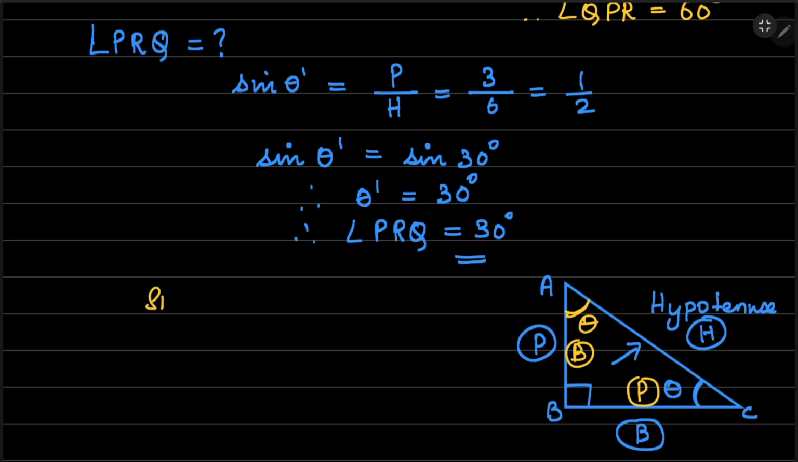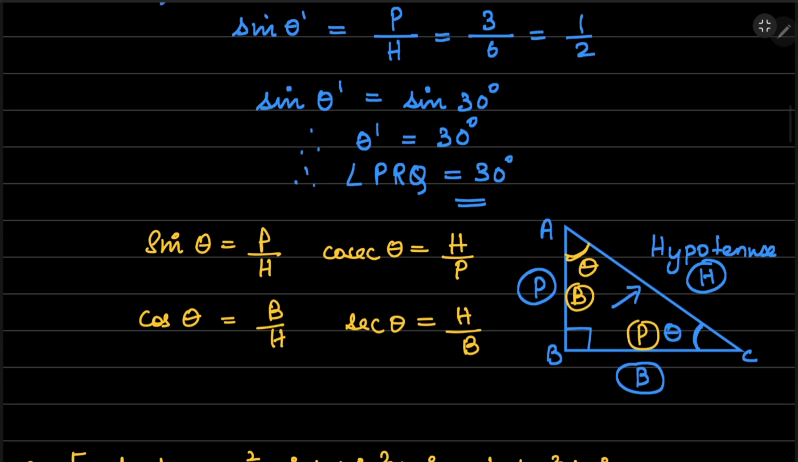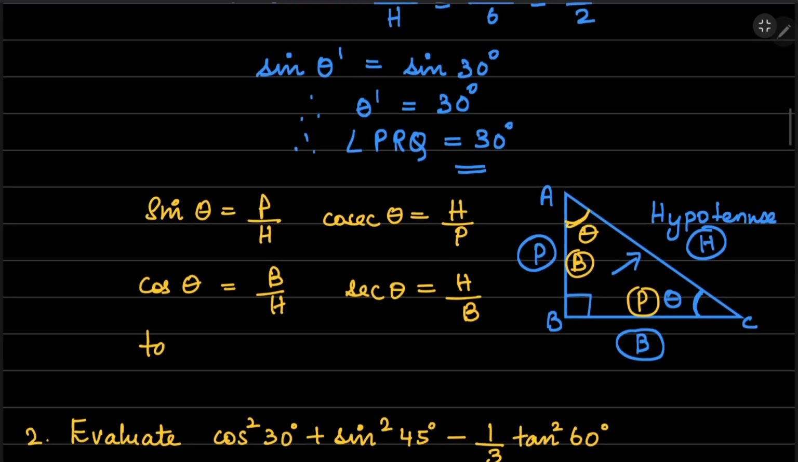So with this you can write your sine theta is equal to P by H, right? Cosecant of theta is nothing but just the reciprocal of sine, so H by P. Cos theta is equal to base by hypotenuse. Secant of theta is the reciprocal of cos, which is hypotenuse by base. And your tan theta is equal to perpendicular by base, P by B. Your cot theta is equal to base by perpendicular.